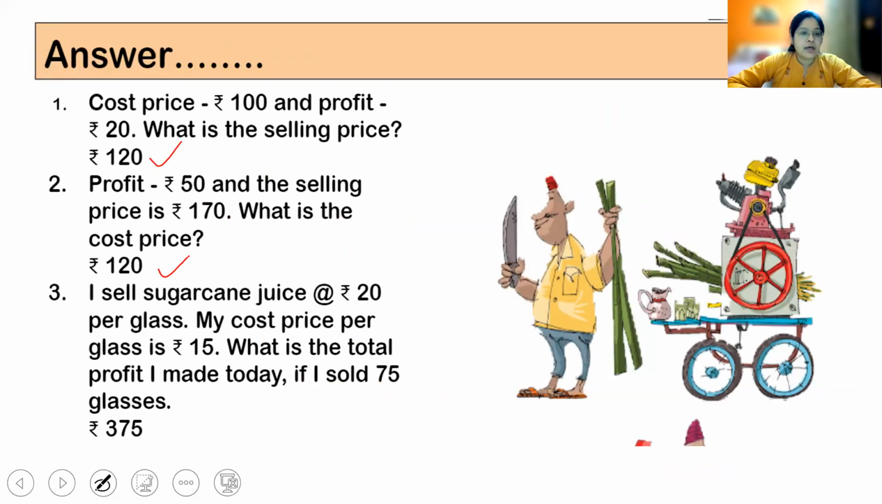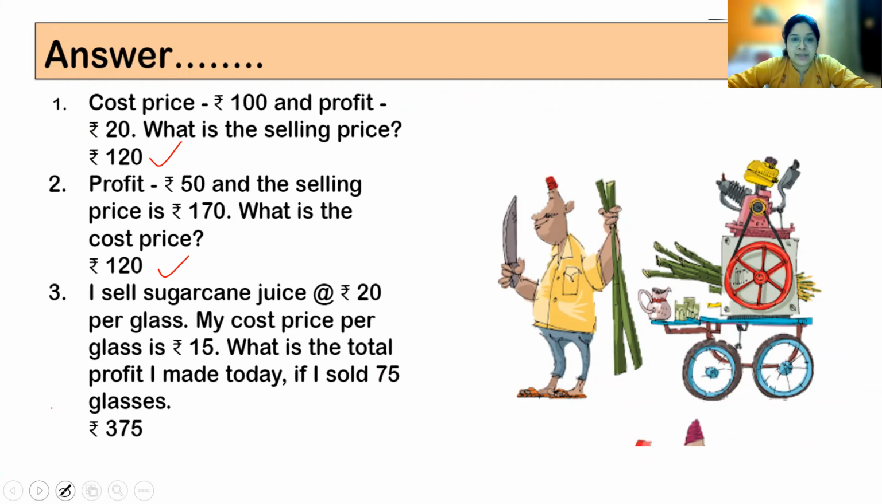Okay. Now, another question was, I sell sugarcane juice at rupees 20 and my cost price for each glass is rupees 15. What is the total profit I made today if I sold 75 such glasses? So how do we find out?